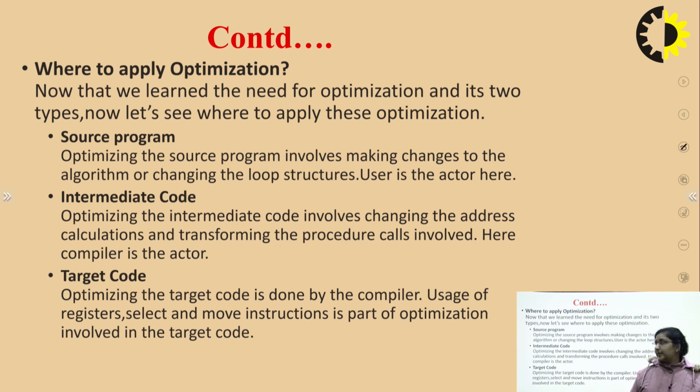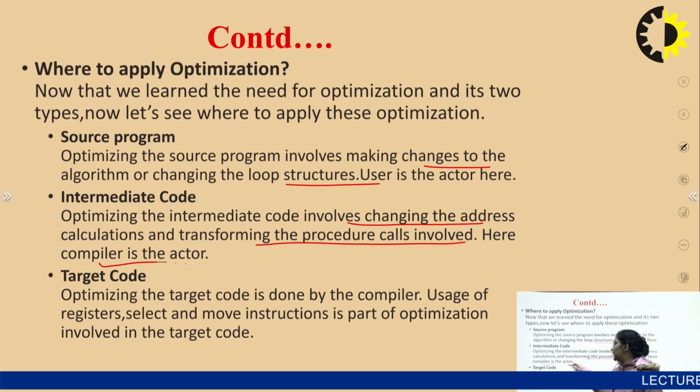Source code, that means optimizing the source program, it involves making changes to the algorithm or changing the loop structure as well. So, user is the actor here. Who is going to do that? User. Intermediate code, it optimizes the intermediate code. It involves changing the address calculations and then transforming the procedure calls involved. So, who is the actor over here? Compiler is the actor over here.